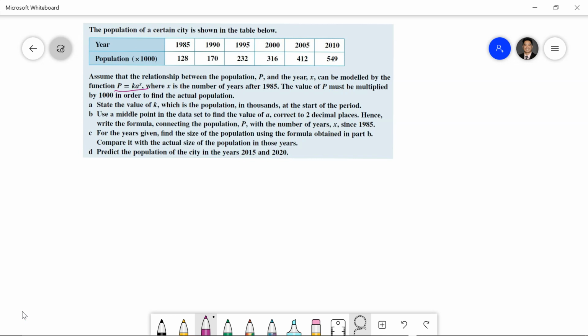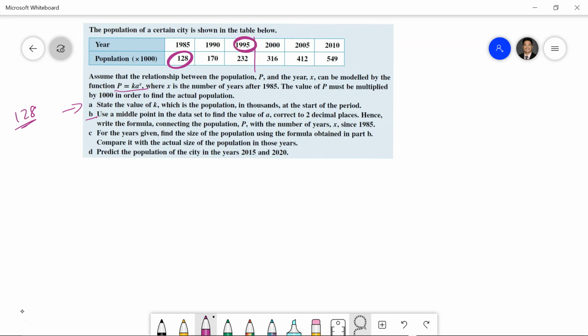So there's the population of a certain city, and we have a table as shown. For question A, state the value of K, the initial amount, which is going to be 128,000, or just 128. In this case, assume that it's already multiplied by 1,000. Then the next thing is to use the middle point in the data set to find the value of a.